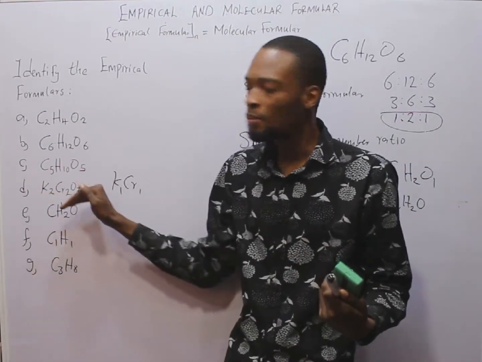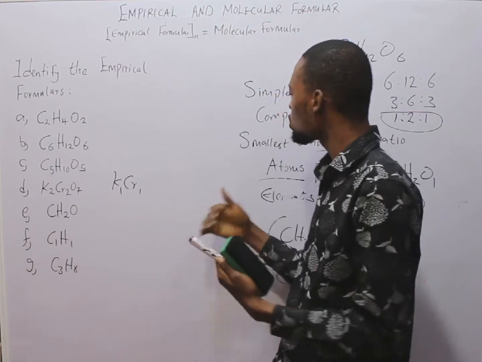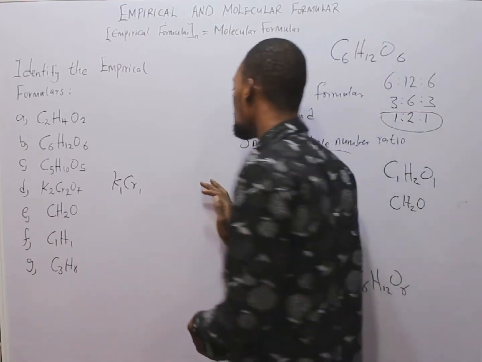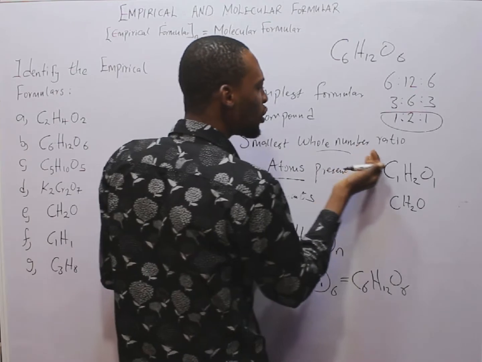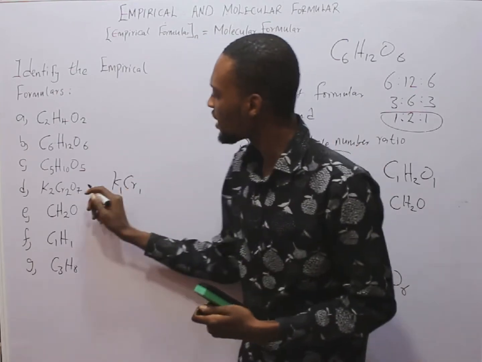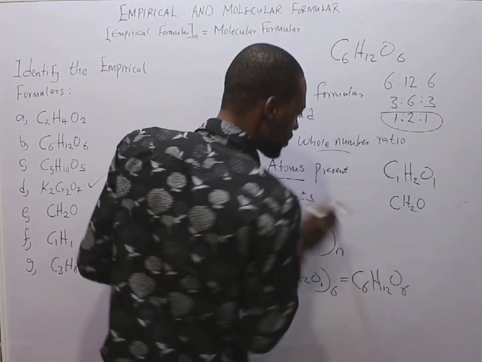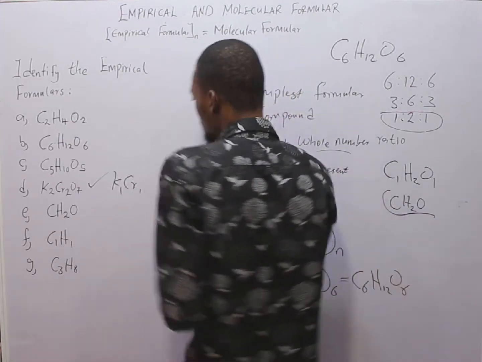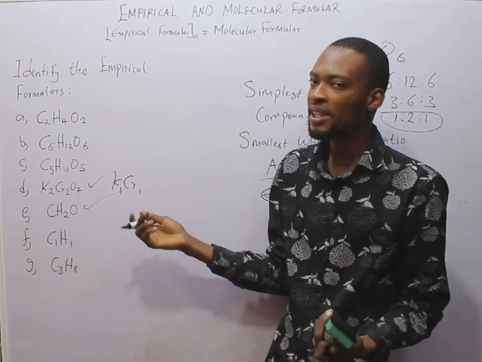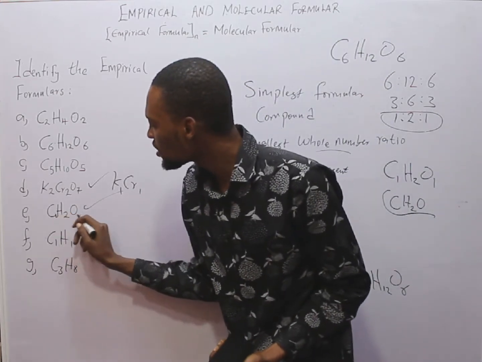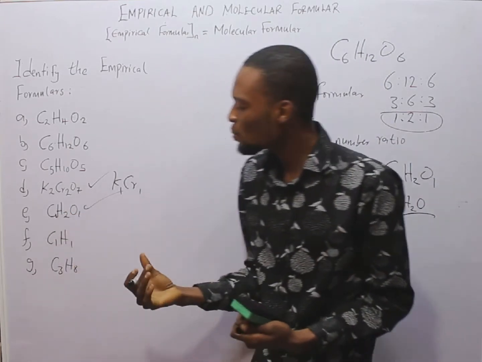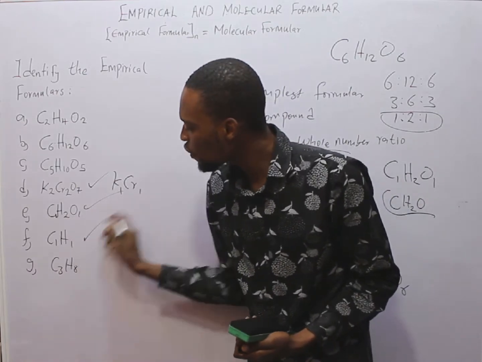Breaking it down by any value, you will be tending towards a decimal point. And the empirical formula says the simplest whole number ratio. So this is an empirical formula. CH2O. When you see CH2O, this is an empirical formula. You cannot further break them down. This is C1, this is O1. It's already in the simplest form.